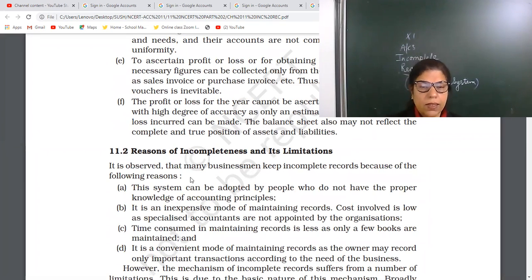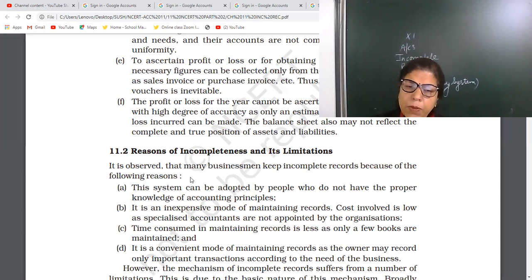Okay, so this system can be adopted by people who don't have the proper knowledge of accounting principles. See, accounting concepts and conventions are the base of accounting system. But those people who are working on small scale, those who don't have accountancy knowledge, they cannot make the accounts on double entry system. It requires some basic knowledge. So this system can be adopted by the people who don't have the proper knowledge of accounting principles. It is an inexpensive mode of maintaining records.